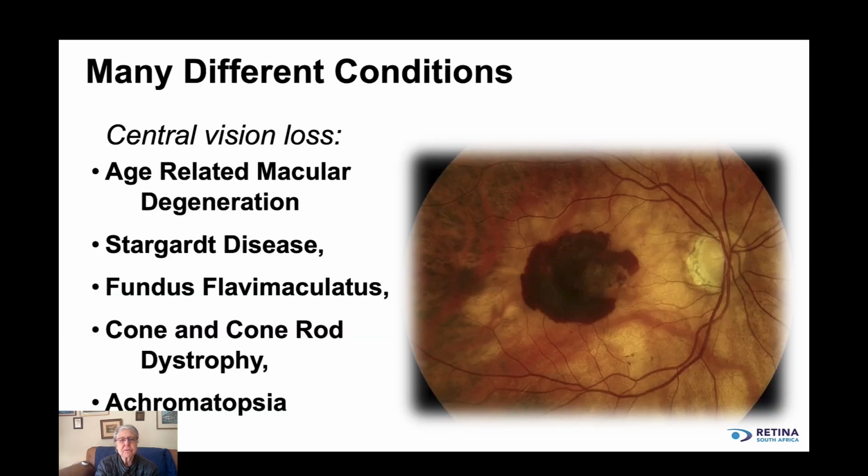In this course, we're going to be looking at a whole host of different conditions. For example, central vision loss. We will look at conditions such as age-related macular degeneration, Stargardt's disease, fundus flavimaculatus, cone rod and cone rod dystrophy, achromatopsia, and others that might arise during the course of our talks.